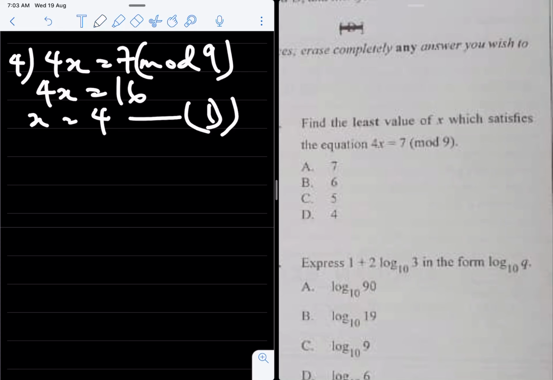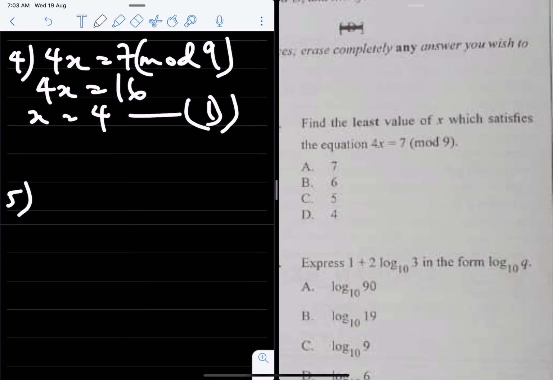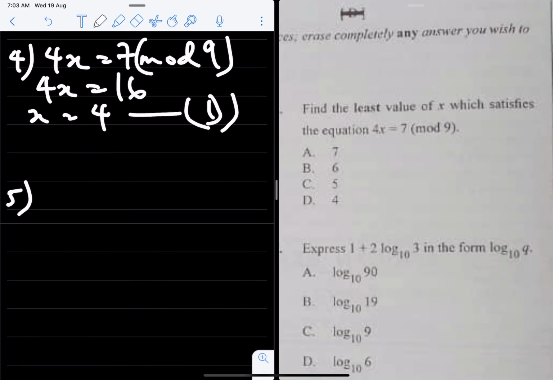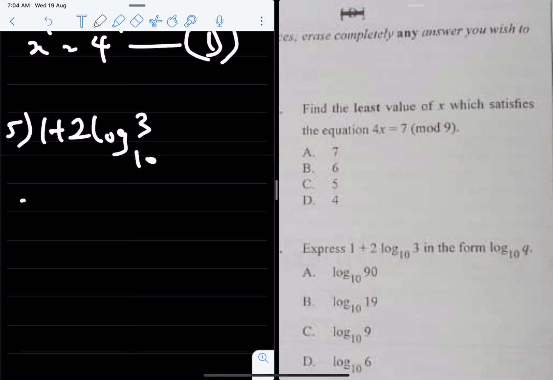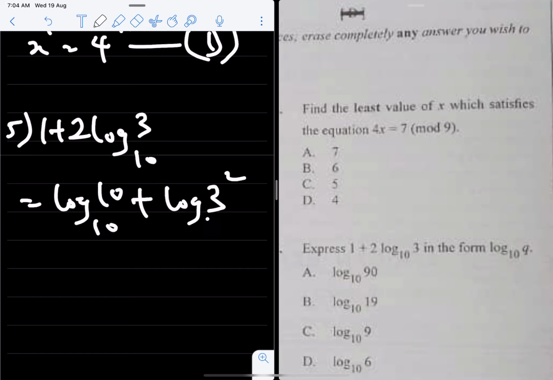Very quickly to the next, number 5. Number 5 says express 1 plus 2 log 3 base 10 in the form of log q base 10. 1 plus 2 log 3 base 10 is simply the same as log 10 base 10 plus log 3 raised to power 2 base 10.